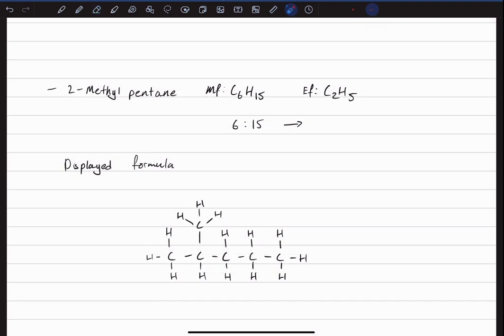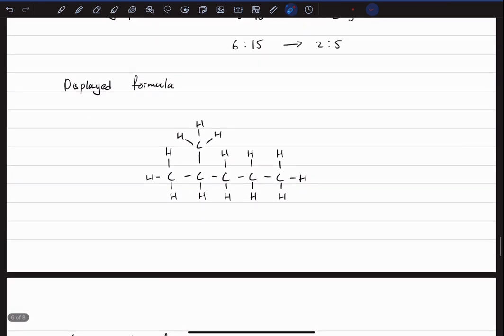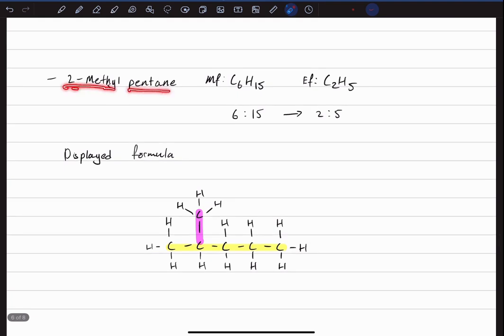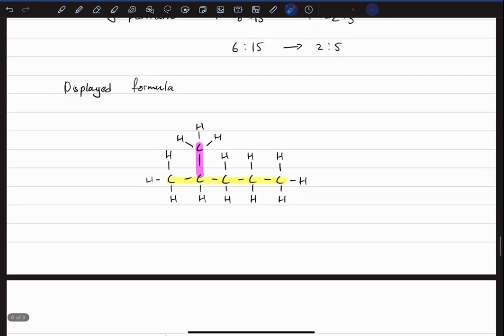Moving on, we have 2-methylpentane with a molecular formula of C6H14. The simplest ratio to this is 3 to 7. Therefore, we have an empirical formula of C3H7. The displayed formula is shown with our 5-carbon straight chain for the pentane and our single branch methyl group, which is shown in the name, 2-methylpentane, on the second carbon atom.